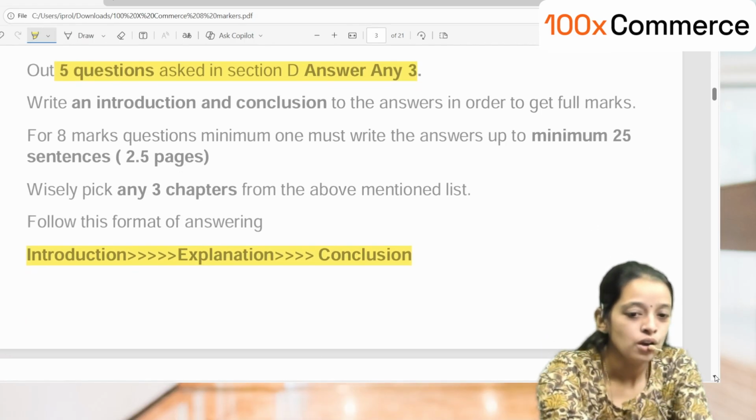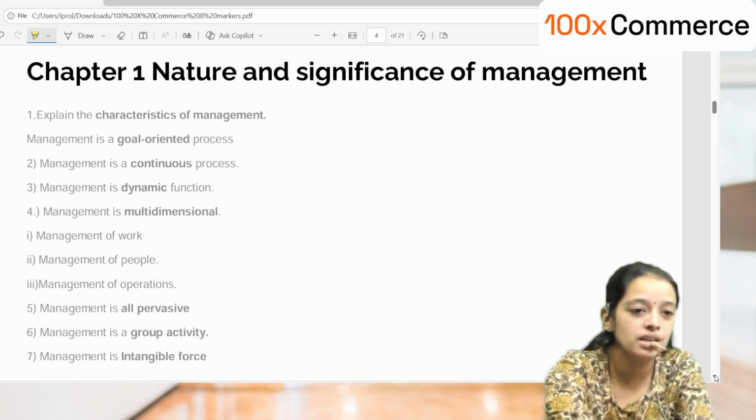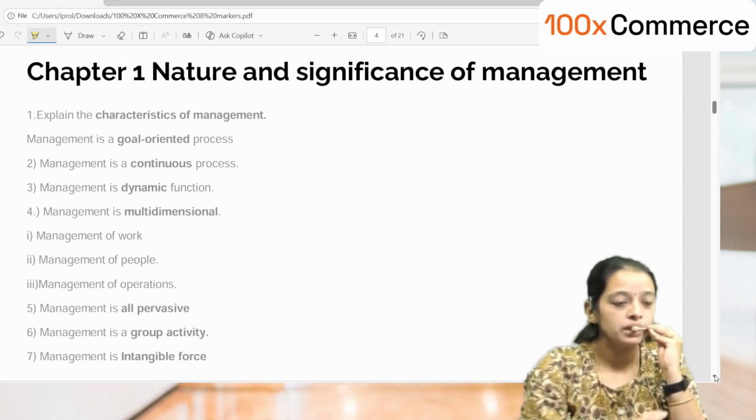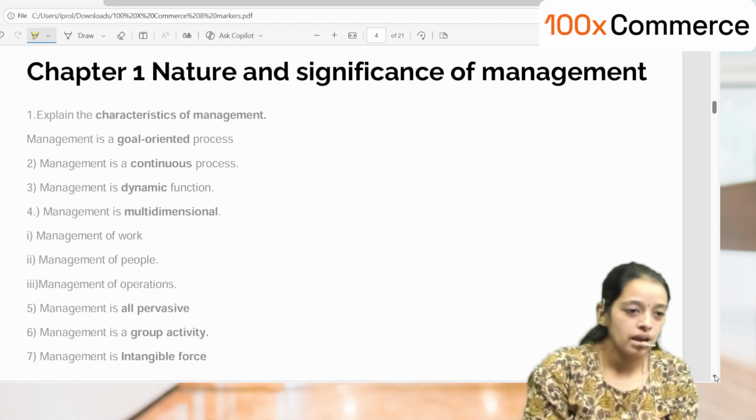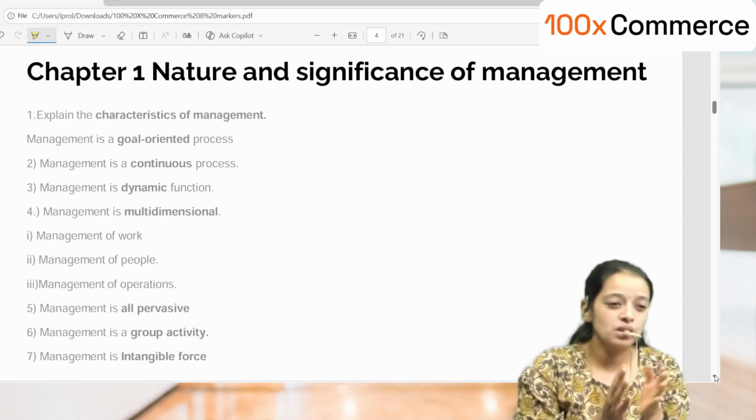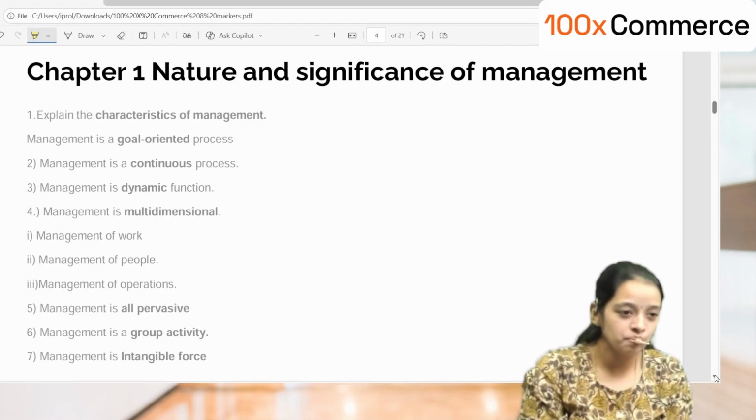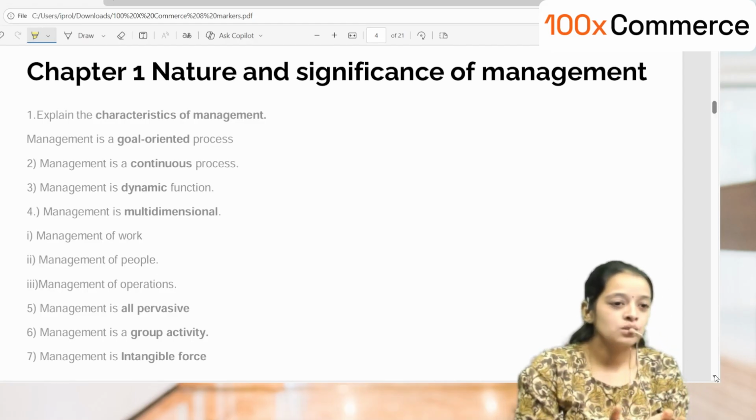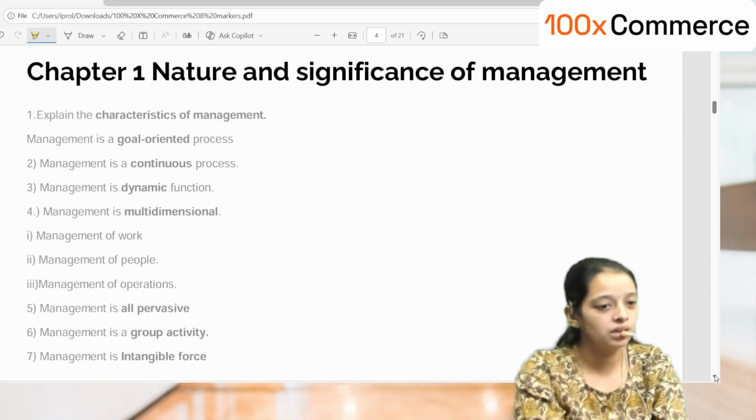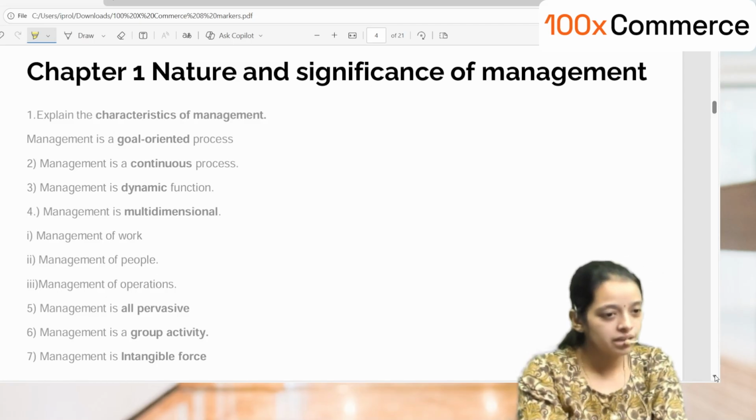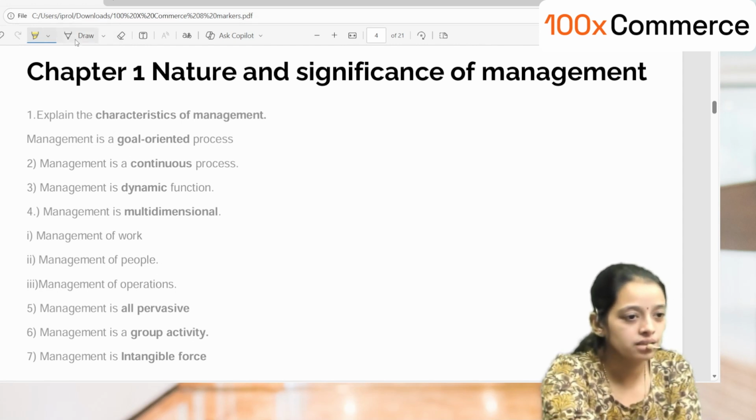So let's see the important questions chapter wise now. Coming to the first chapter, Nature and Significance of Management. The first question itself: explain the characteristics of management. I already told you this question is very important. In the earlier classes and in the model question paper also, this question has appeared. So what is management? Management is nothing but the art of getting things done with the help of others. The same meaning you can write in the exam, followed by the characteristics one by one.